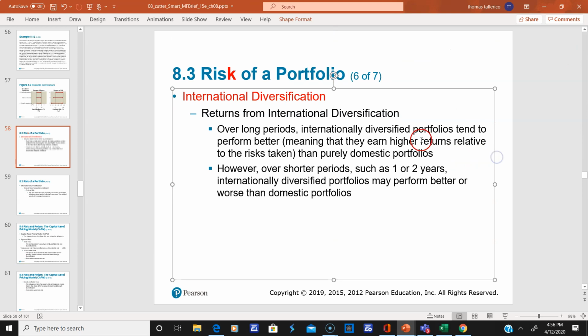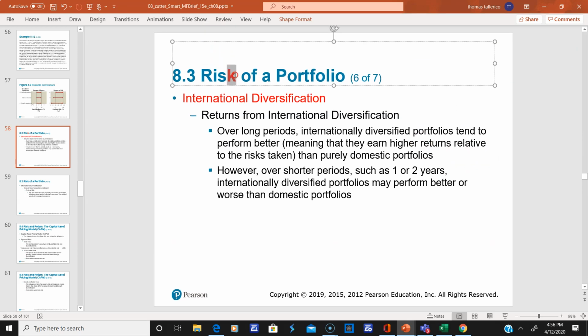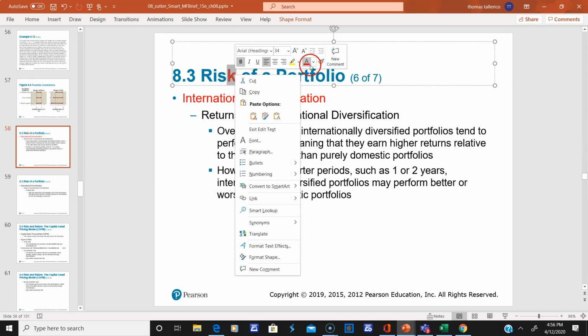Okay, so hold on. How did that get red? I didn't want that red. I want that blue.